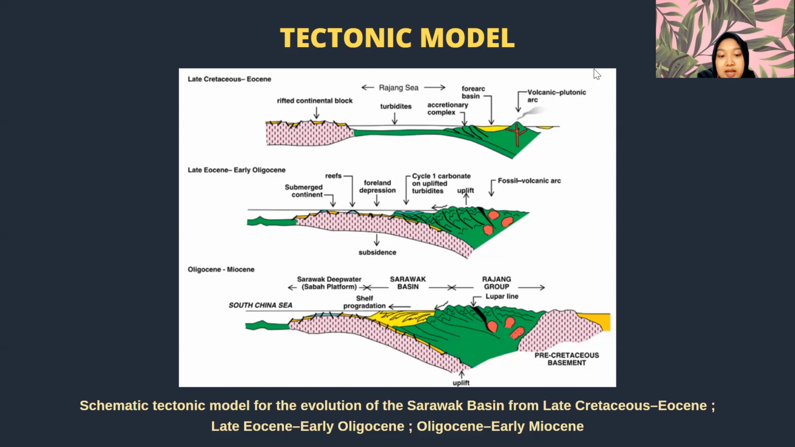And the third is early Oligocene to early Miocene. Spreading of the South China Sea occurred at 32 million years ago, and caused an accelerated strike-slip movement and a major uplift and erosion in the Rajang Fold Belt.